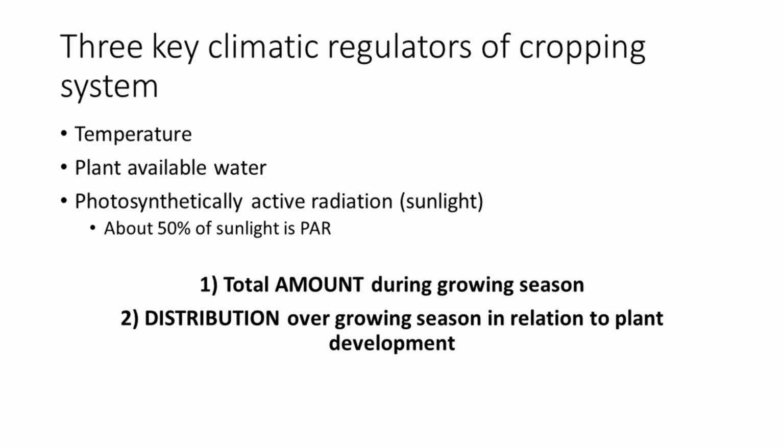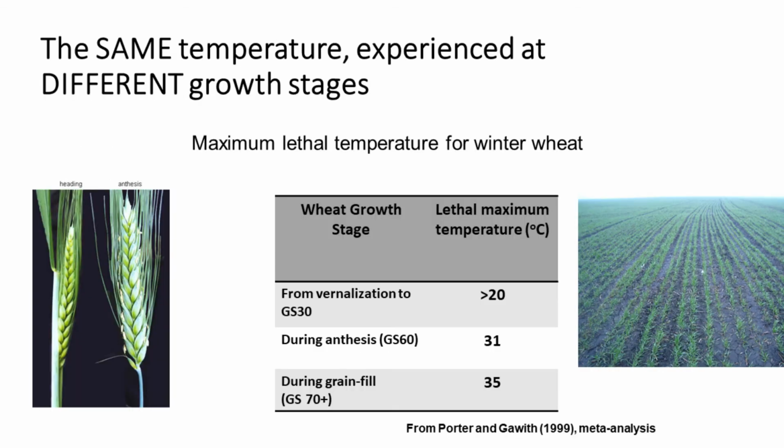When does rain fall during the growing season on average, and what is its timing in relation to developmental events, and so on and so forth? When are days longest and we're getting the maximum amount of photosynthetically active radiation, because that will also vary throughout the growing season. So here's an example of what I mean by the distribution of temperature over the growing season.